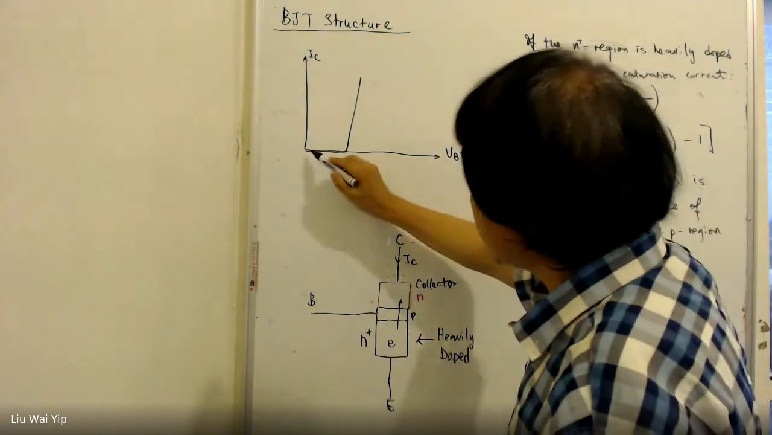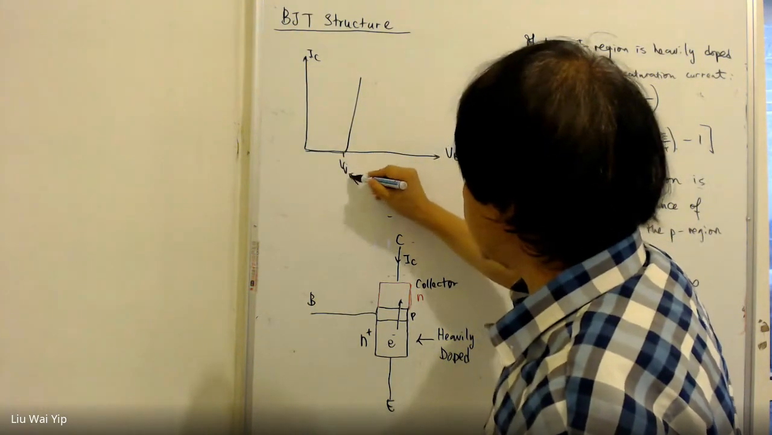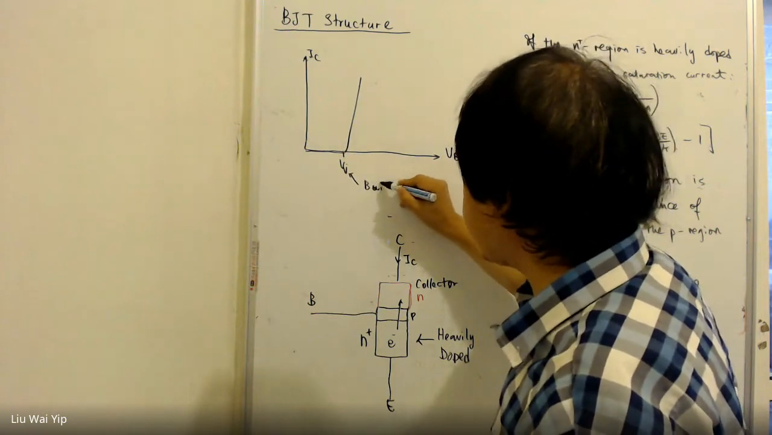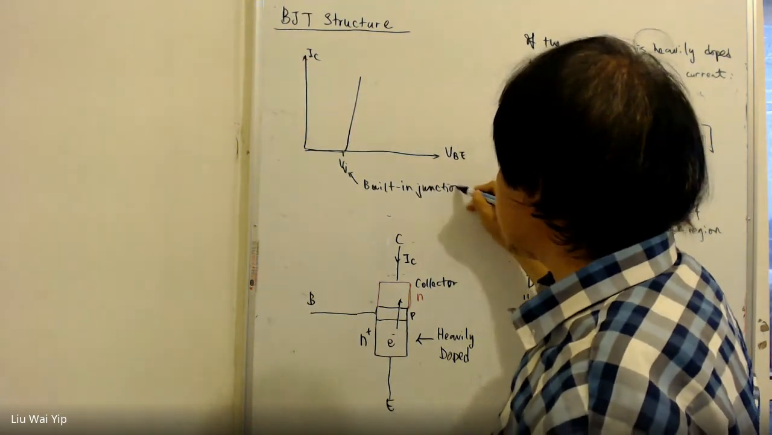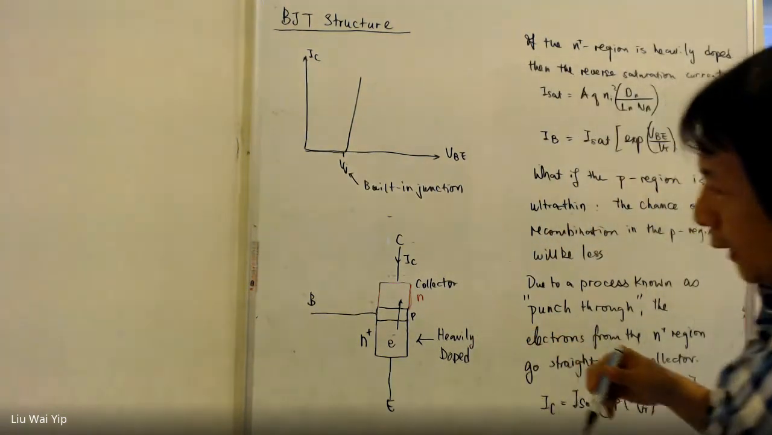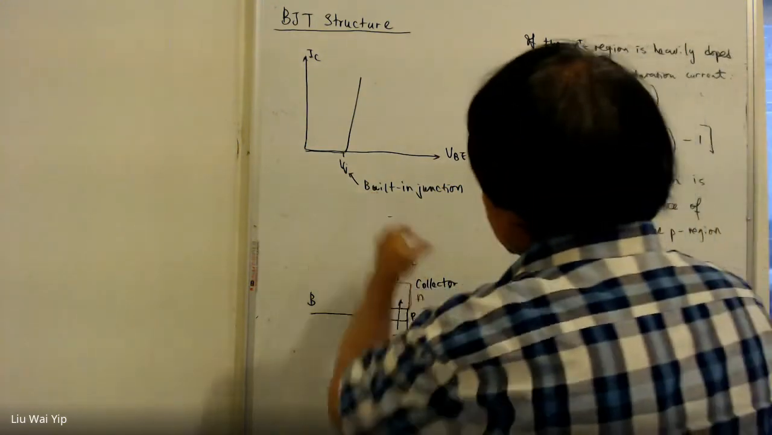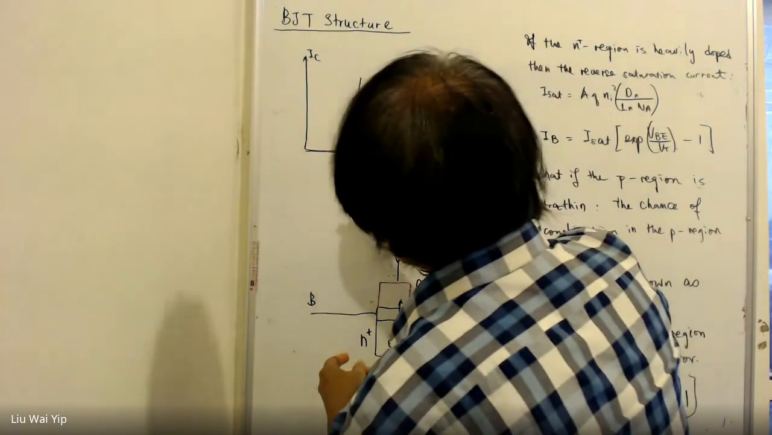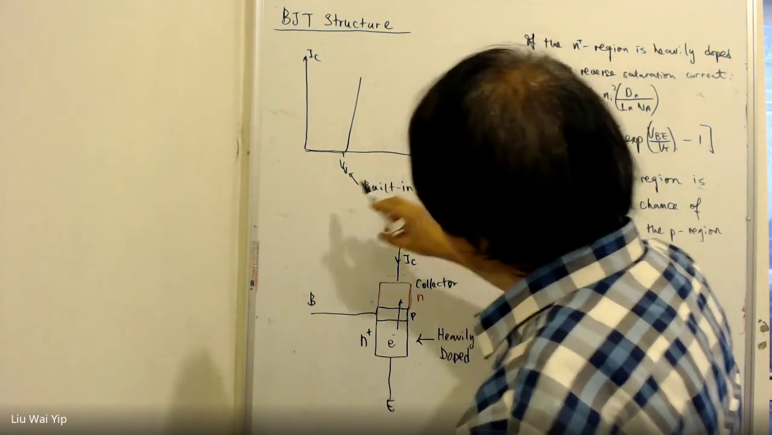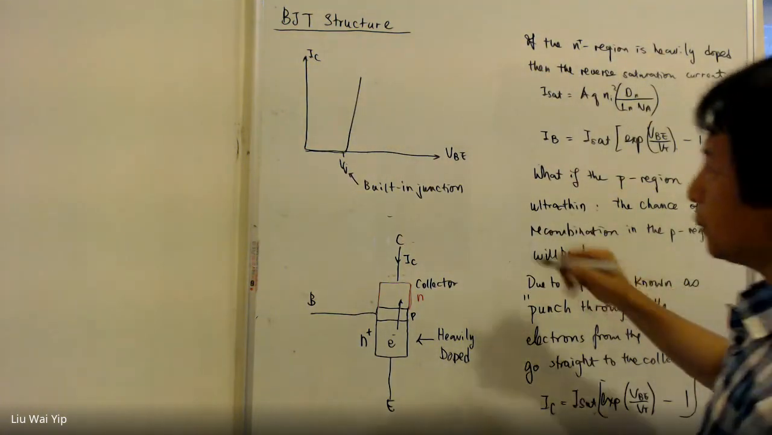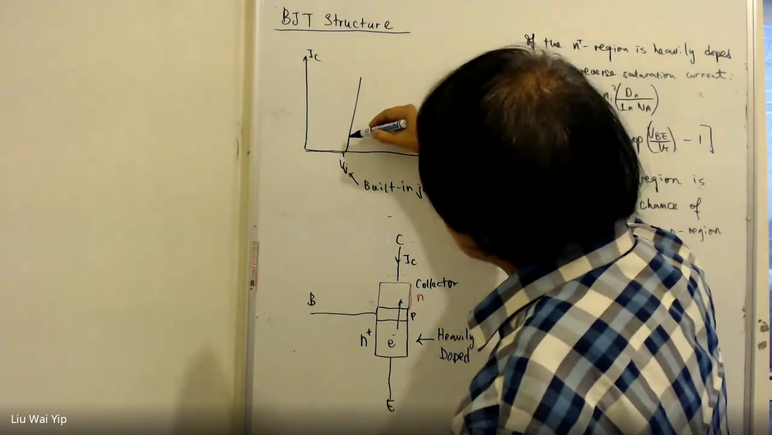If the voltage is too low, lower than the built-in junction voltage, then there will not be any current. And this is the so-called cutoff. And if the base-emitter junction has enough voltage, slightly higher than the built-in junction voltage, then you will have a substantial current gain.